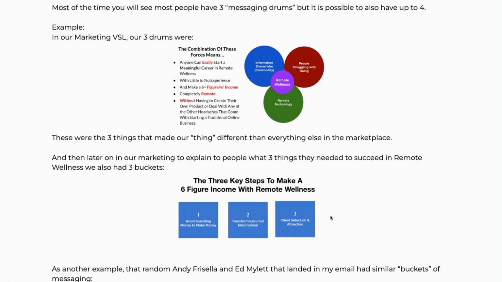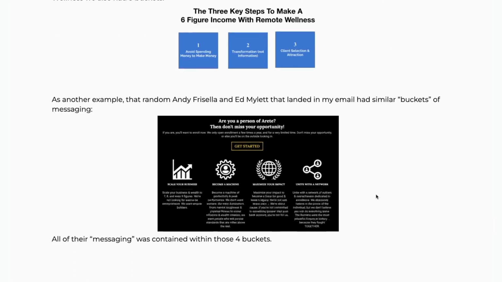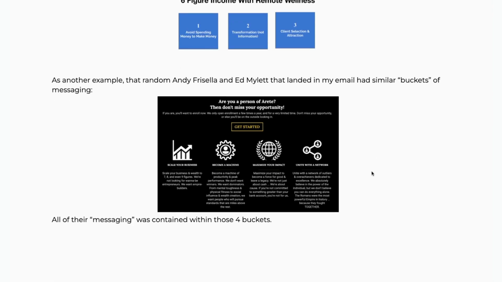Another example that we talked about was the offer that came into my email with Andy Frisella and Ed Mylett, right? They had buckets of messaging that was, hey, scale your business, become a machine, maximize your impact, and unite with a network, right? Those were their 4 messaging buckets. And this was, as a whole, their messaging framework, right? That's what we're talking about when we talk about SPICE messaging frameworks.